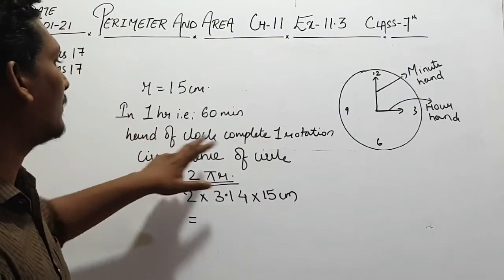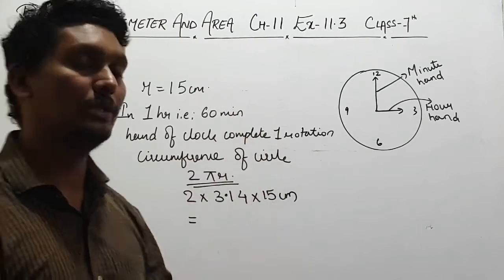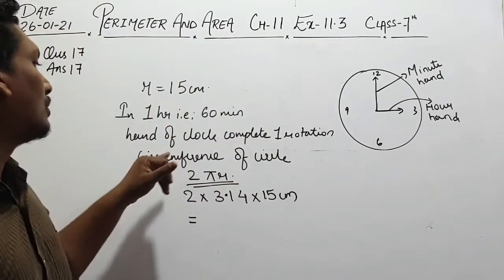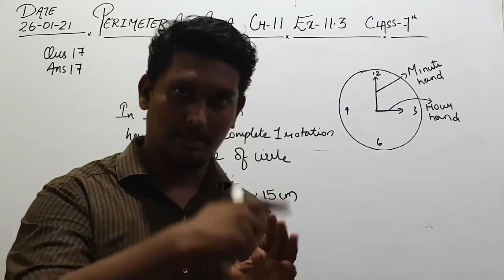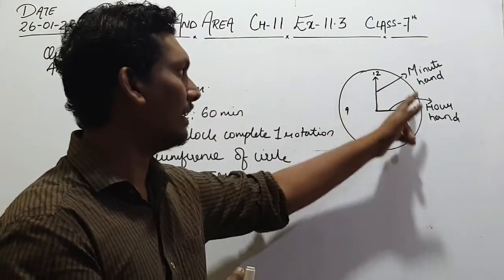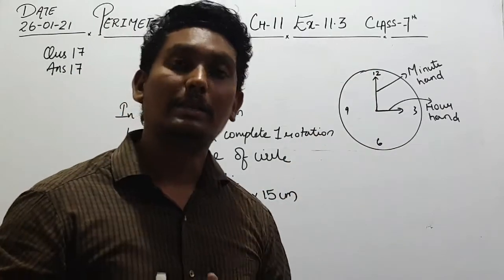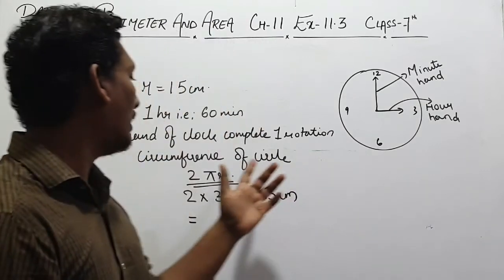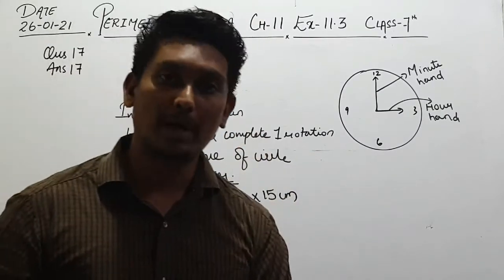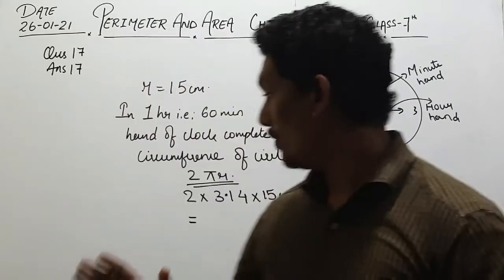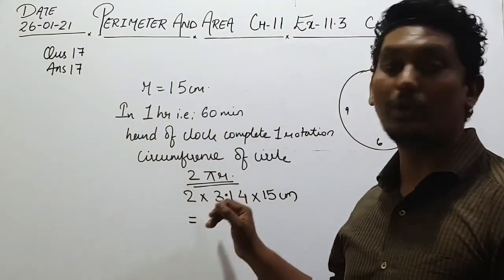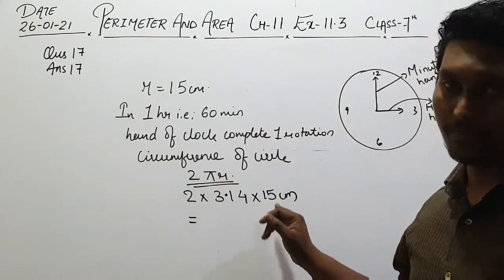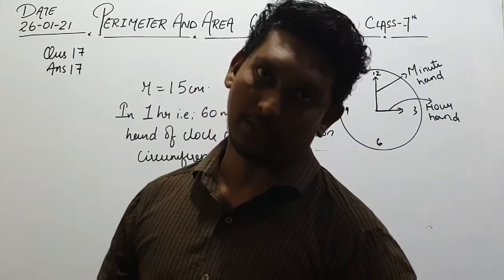The hand of a clock completes one rotation in 1 hour. So since this clock hand is getting rotated, that's why we are going to find out the circumference in this question. The formula is 2 pi r. Just put the values here: 2 into 3.14 into 15. So you will get the answer to this question.